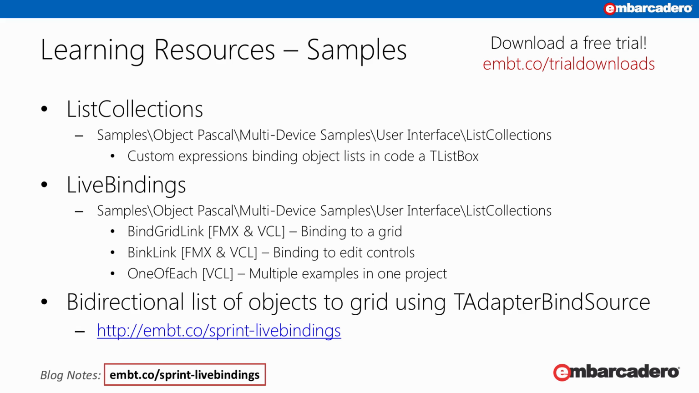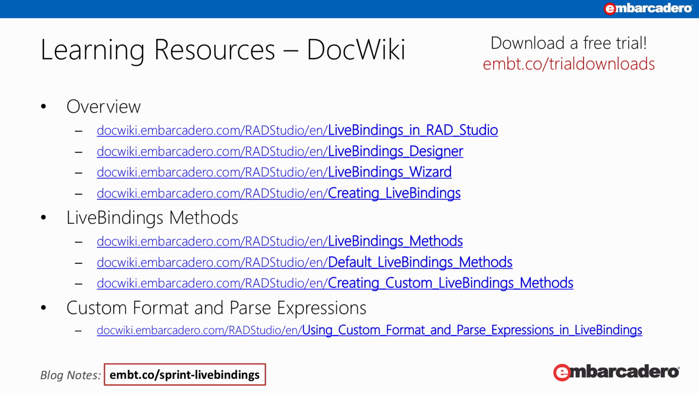For more information, you can check out these samples here. They're all available for Object Pascal only right now. There's the list collections, which shows you a whole bunch of different ways to bind user-defined lists to LiveBindings. Then there's the general LiveBindings examples here, which shows binding to grid, binding to edit controls, etc. If you want the code that I showed in the example of bidirectional list of objects to a grid using the T-adapter bind source, you can get it at the blog notes link, embt.co/sprint-livebindings.